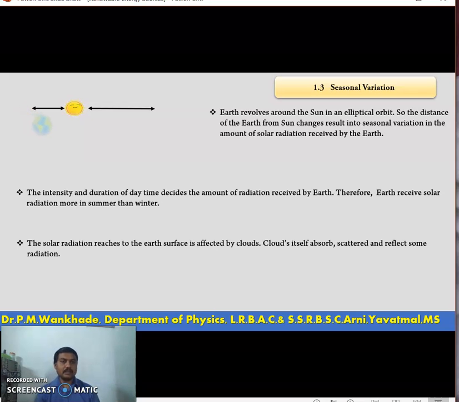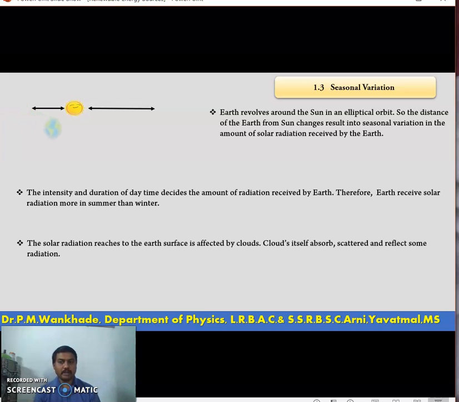We will study the next topic, that is seasonal variation. Because of eccentricity of Earth's orbit around the Sun, the distance of the Earth and Sun changes. So energy received by the Earth's surface changes, bringing seasonal variation. The movement of Earth around the Sun in an elliptical orbit results in seasonal variation, which ultimately reflects the amount of solar radiation received on the Earth.